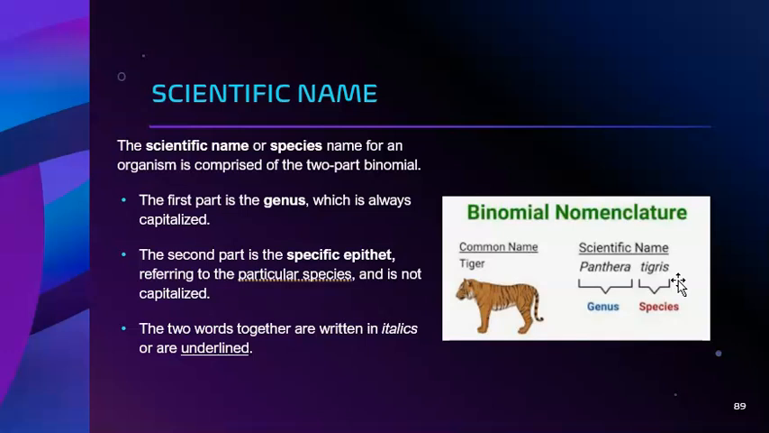So yeah, our scientific name is binomial nomenclature. It's a two-part name per species. The first part of the name is capitalized, that's the genus. The second part of the name is more specific, it will be lowercase, and it is the species. If you're writing this by hand, you would probably underline it. If you were writing it on the computer, you could do italics or underline, either way.